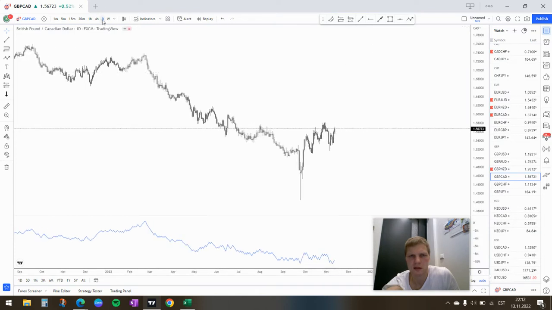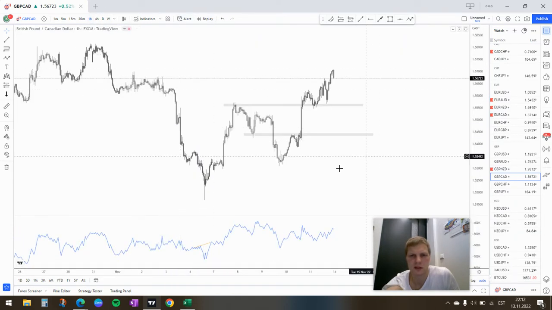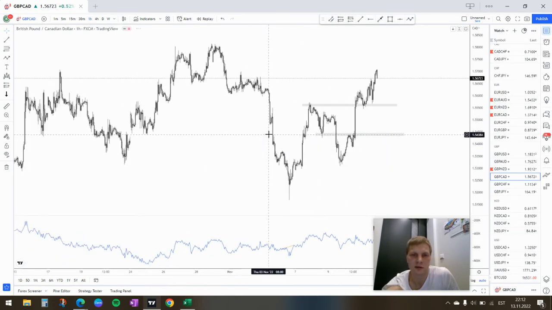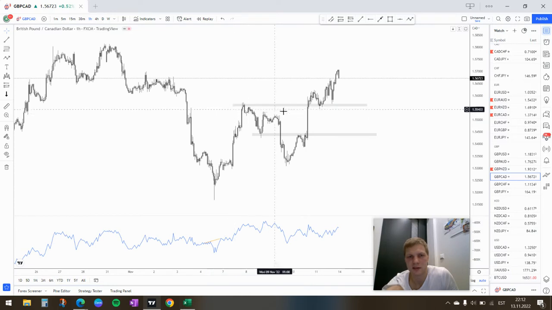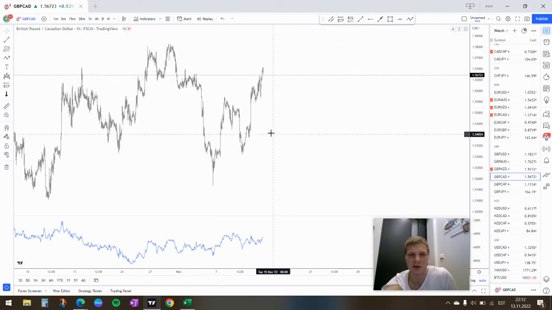GBP CAD, don't see any good levels here. I thought about taking a sell here. Glad I didn't. I didn't take this buy here either. But this would have been a good idea. But yeah, you never know. So this is kind of ranging, so there's no clear market structure.